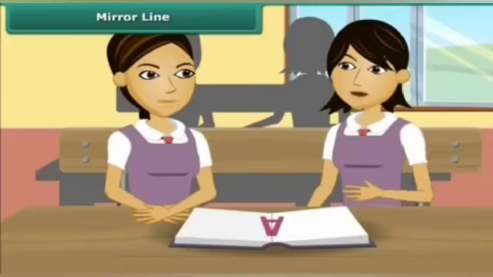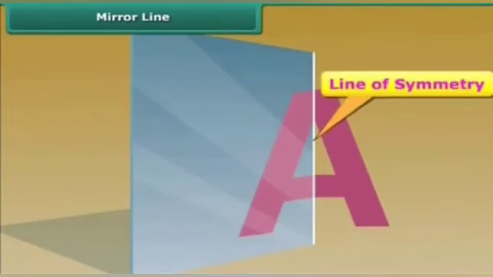Now let's check whether the line drawn on A is the line of symmetry or not. We take its one half and place it in front of a mirror. Wow! Its one half is equal to the other half. This means that this is the line of symmetry.